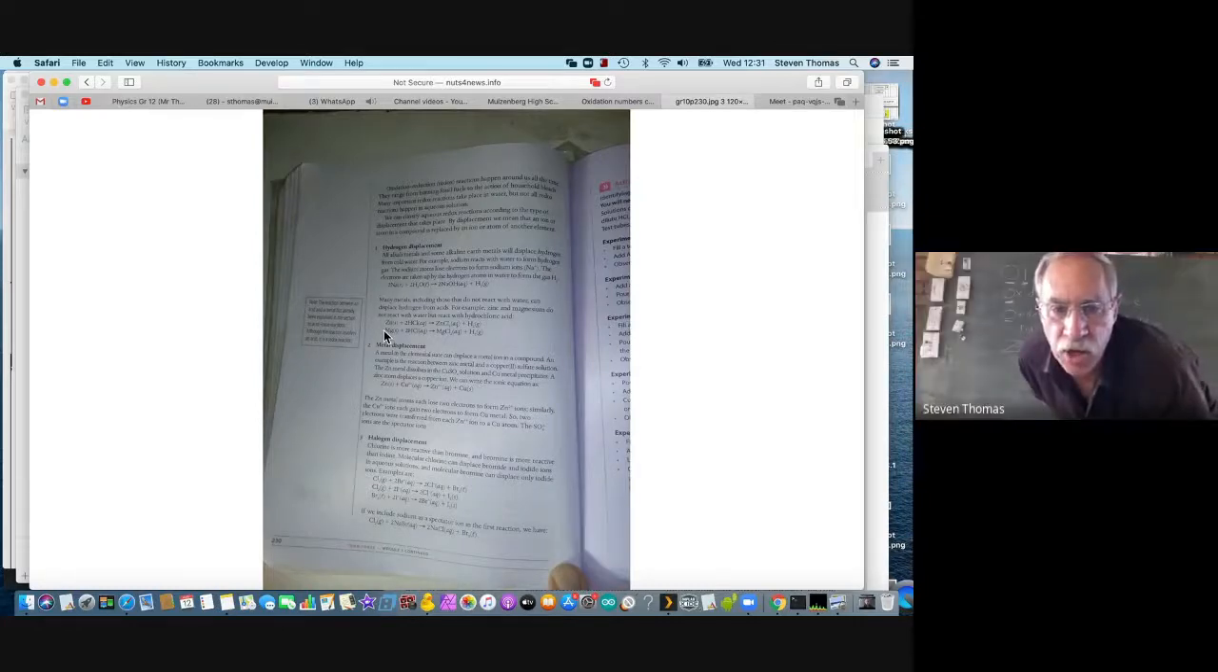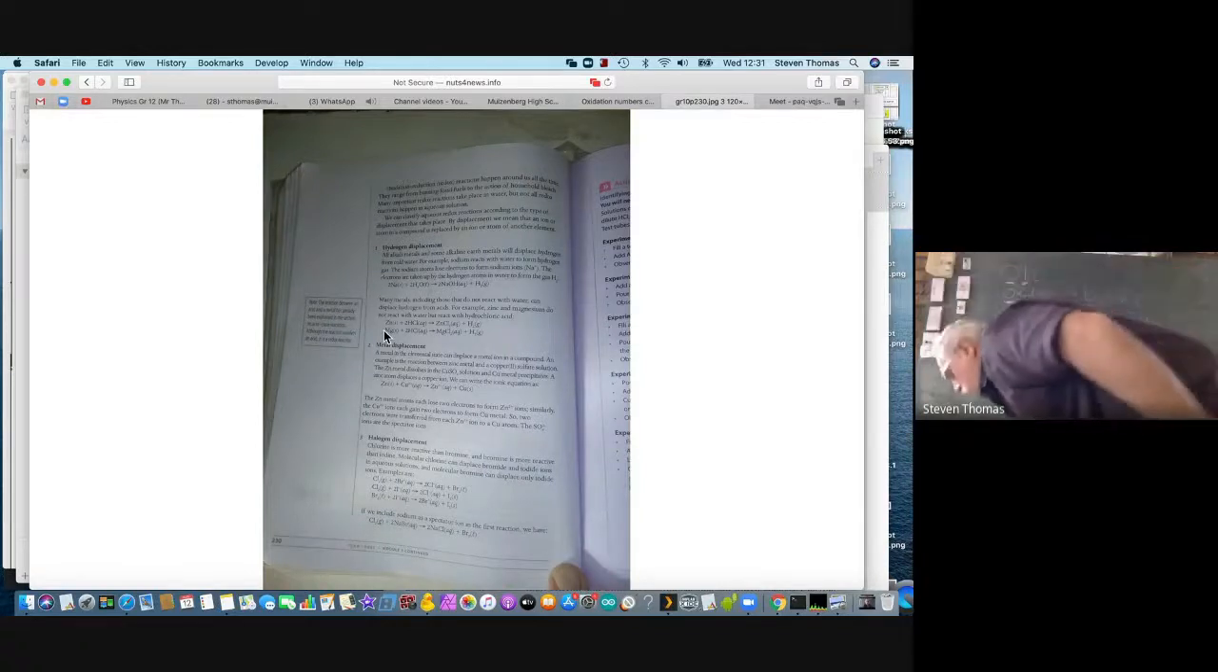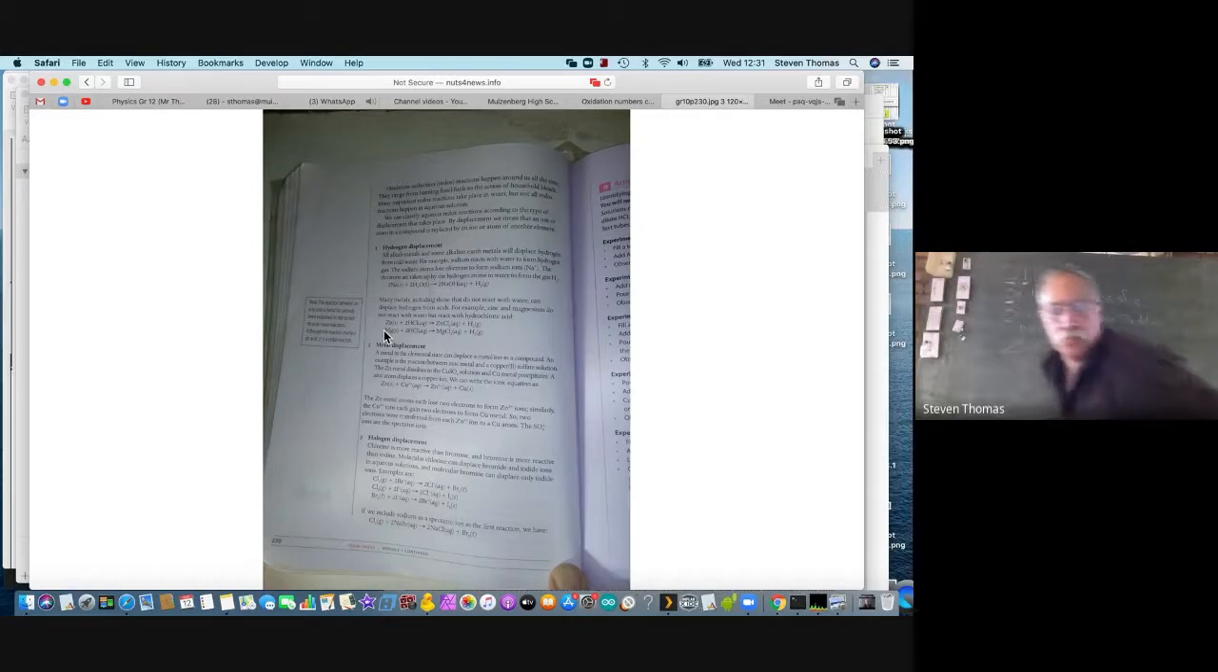Zinc chloride and hydrogen gas. And then there's a second one, magnesium plus hydrochloric acid.